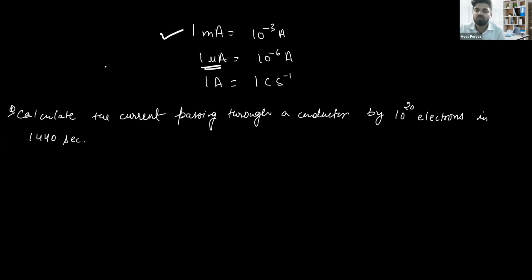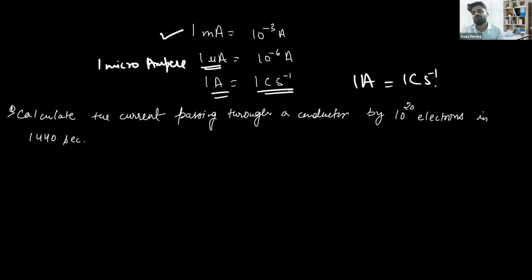1 microampere is equal to 10 to the power minus 6 ampere, and 1 ampere is equal to 1 Coulomb per second. This can also be written: the other unit for ampere is Coulombs per second. Okay, so please note it down and then note this question.